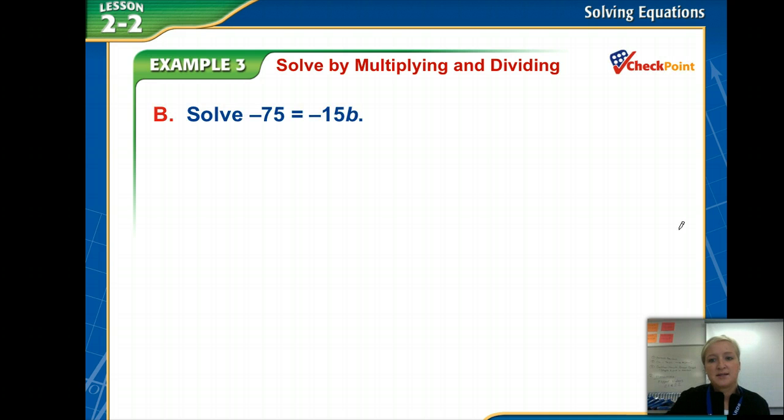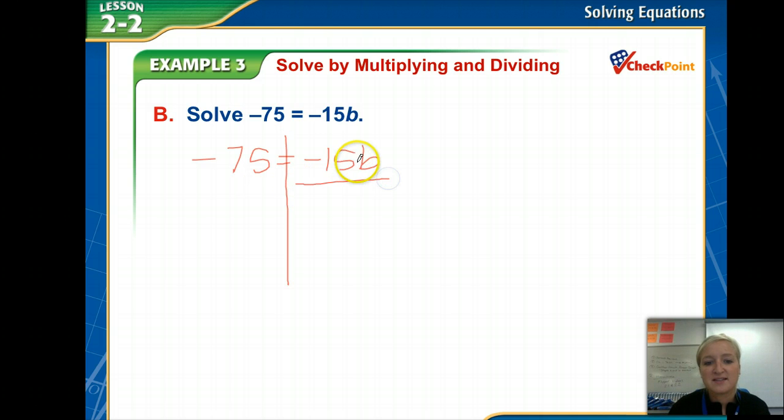Next checkpoint: negative 75 equals negative 15b. So pause the video, try this one on your own, and we will come back to make sure we got the same answer. All right, hopefully you've paused the video. Let's try and see if we get the same thing. Negative 75 equals negative 15b. I'm going to draw my line down the equal sign.